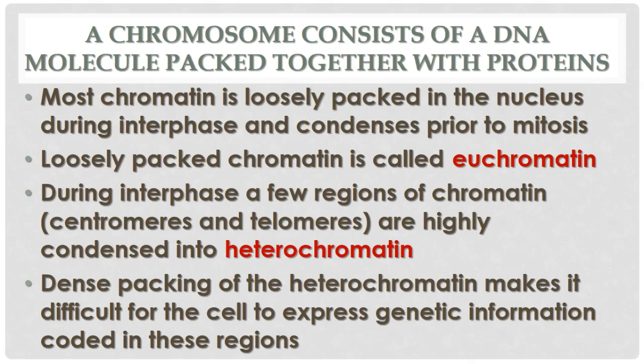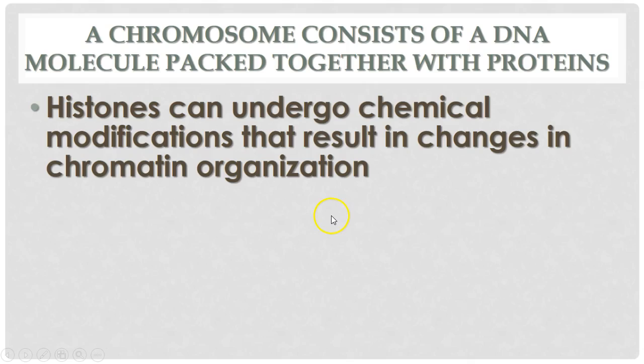Most of the time in the nucleus, during interphase, the chromatin is loosely packed together. We've talked about that before. That's called euchromatin. In interphase of the cell cycle, there are a couple of places in there that are highly condensed into areas called heterochromatin. That's going to be like the centromeres and telomeres, which are going to be tightly condensed there. That makes it difficult to express genetic information in those regions. As you can imagine, it's kind of tightly wound up there together.